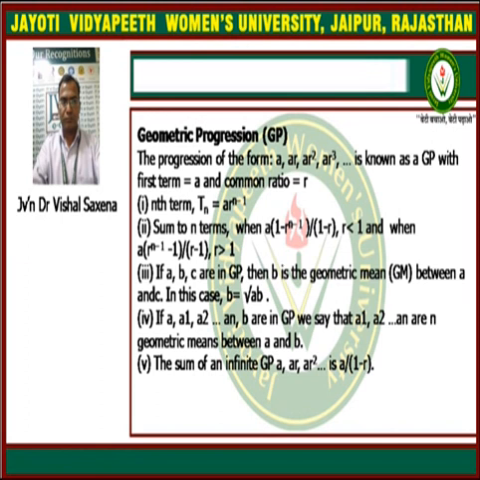Next is the fourth point: if A, A1, A2, A3, and so on, AN, B form a GP, then we say that A1, A2, A3, A4 and so on till AN are n geometric means between A and B. And one more formula is for the sum of an infinite GP: if a GP contains infinite terms, then the sum of infinite terms in a GP is given by A upon 1 minus R.